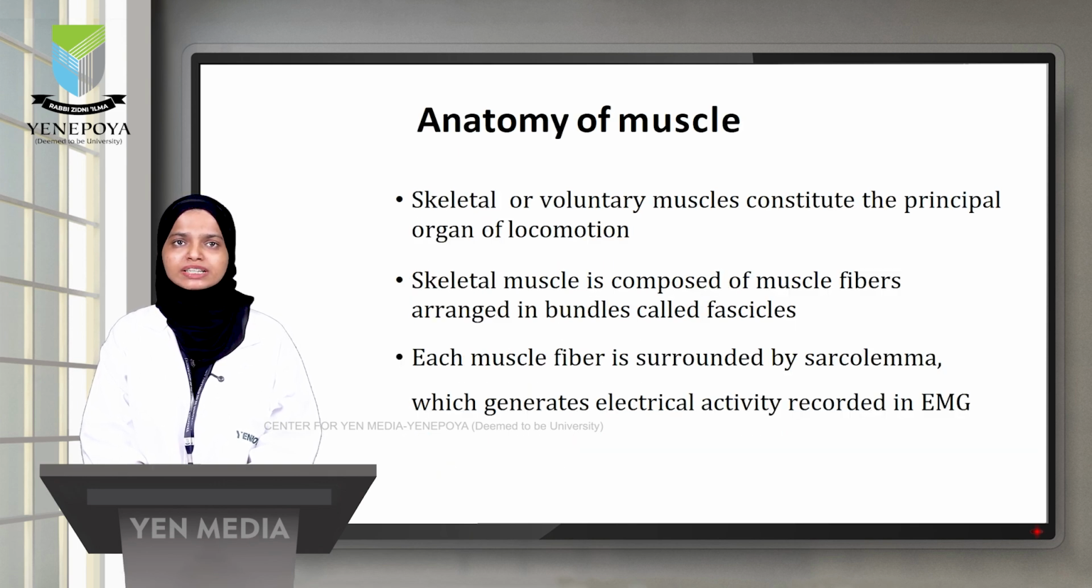Next, we will be looking into the anatomy of muscle that is relevant to the EMG recording. The principal organ used for locomotion is the skeletal or voluntary muscle. Skeletal muscle is composed of muscle fibers, which are the functional and structural unit of the muscles. These muscle fibers are arranged in groups or bundles known as fascicles, surrounded by the sarcolemma, which acts as a protecting layer or covering. Also, the sarcolemma generates electrical activity. These activities are recorded in the EMG.